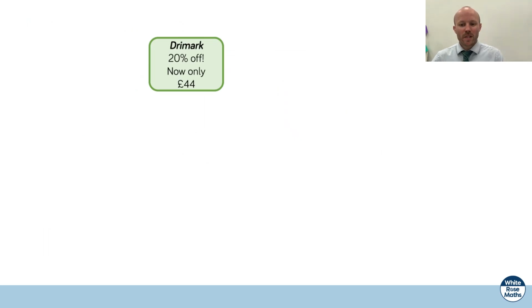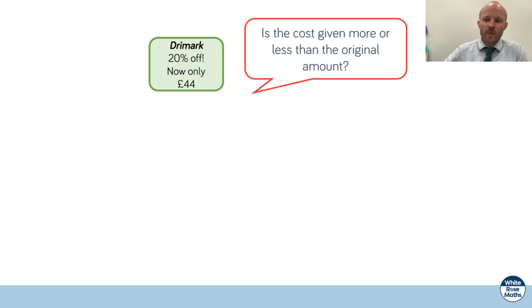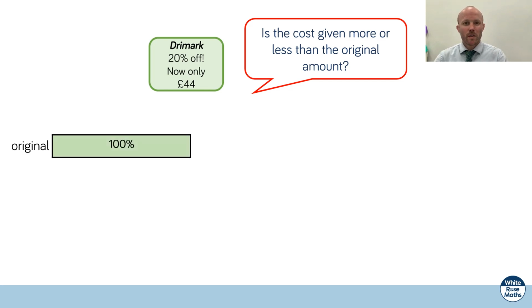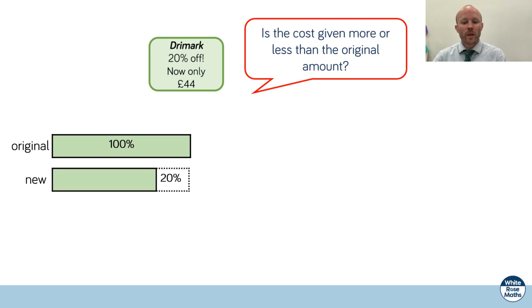So Drymark, 20% off, now only £44. Let's do this question. Is the cost given more or less than the original amount? Would be one of our key questions. Let's see with a bar model. So the original amount was 100%. We've taken 20% off, so it looks like it's less than the original amount.